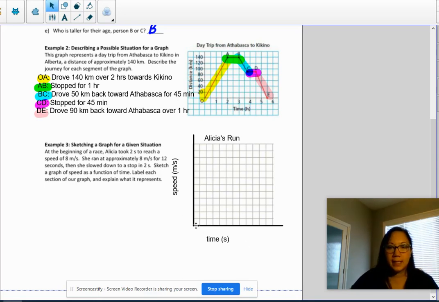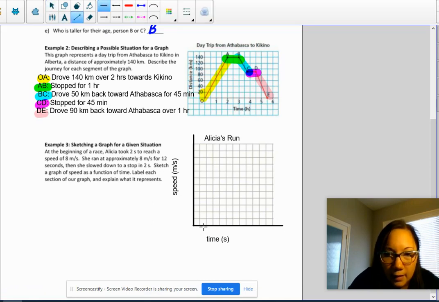So we have a total of 16 seconds that we need to represent along the bottom. In order to do that, I cannot just put 1 second, 2 seconds, 3 seconds, 4 seconds, 5 seconds. I'm going to run out of room. So I'm going to say that every tick mark is 2 seconds. So that's going to be 2, 4, 6, 8, 10, 12, 14, 16, 18, 20.